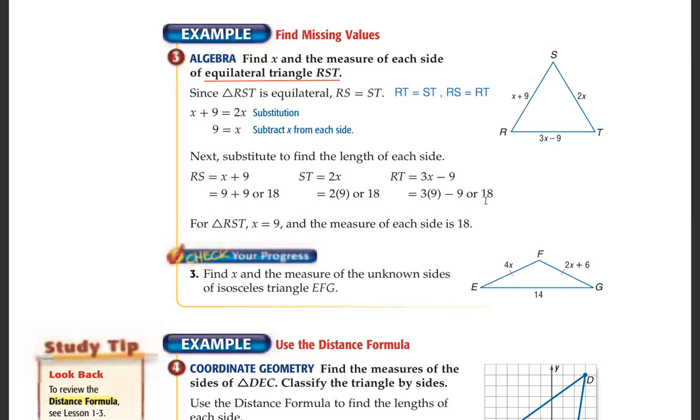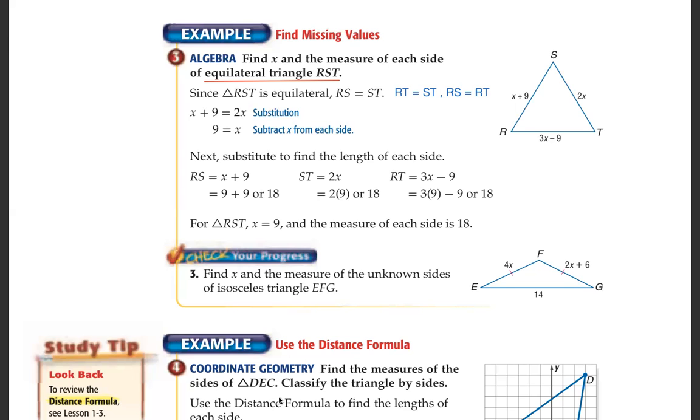RS equals 18, ST equals 18, RT equals 18. Okay, so let's now solve the Check Your Progress. Find x and the measure of the unknown sides of isosceles triangle EFG.